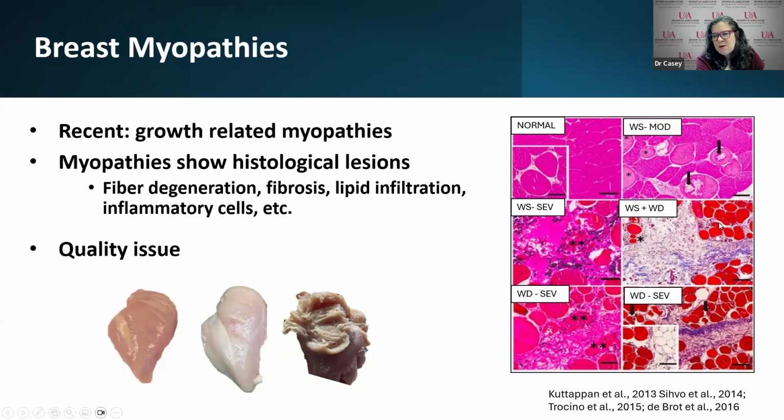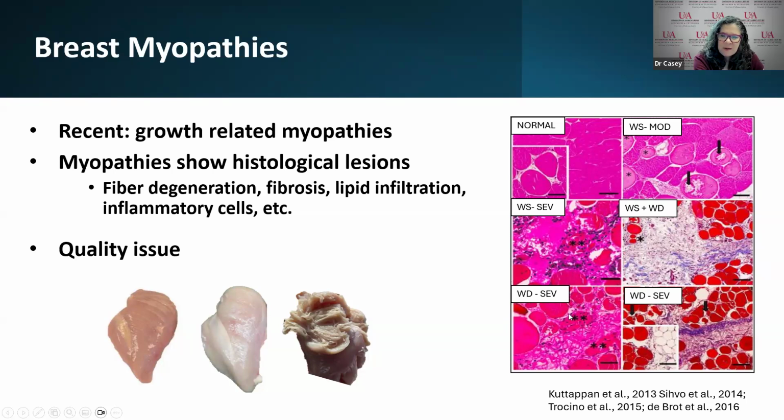The next picture on your right in the middle is white striping and woody breast. What you'll see is a lack of muscle fibers, but you see all of this stuff in the middle. The areas that are stained with this purple stain are connective tissue. So all of this area is filled up with connective tissue.